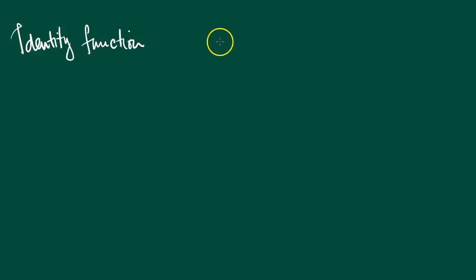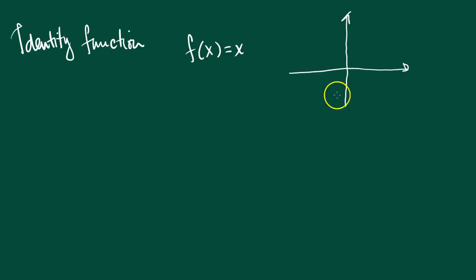Next function is another line. This is the identity function. What goes in is the same as what comes out. So, the equation: f of x is equal to x. And here's the drawing. It's just a straight line right through the origin. Never ends, of course. And we have a 45-degree angle here.